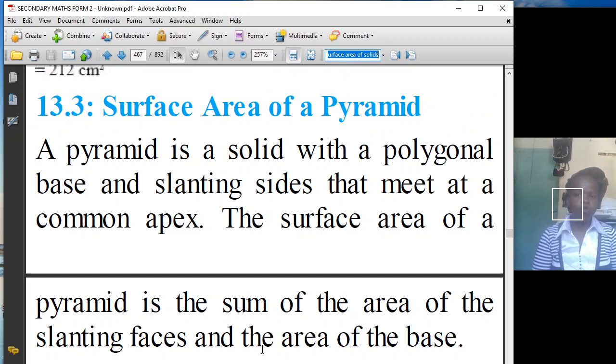Then if I can move to surface area of a pyramid, that is where I'll stop. Let us go through the pyramid and then we'll stop there. At least you digest that first.